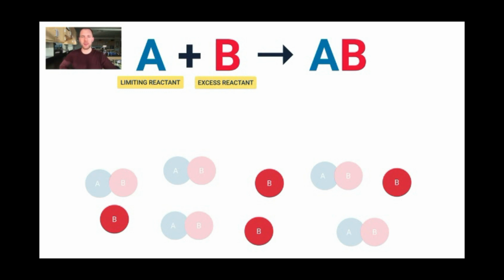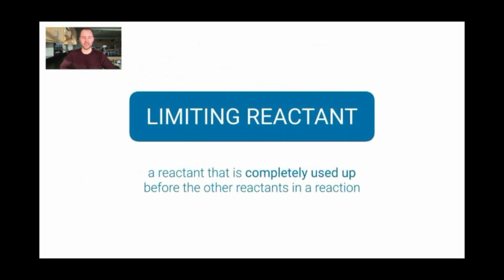And reactant A is the limiting reactant because it's used up first and therefore limits how much of the product can be made. So that's what a limiting reactant is. It's a reactant that is completely used up before all of the other reactants in a chemical reaction.